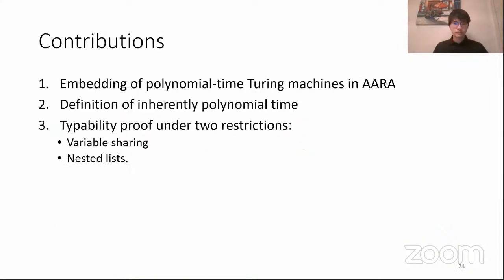a major challenge. In summary, our contributions are the following. We first semantically characterized the typable fragment of ARA by embedding polynomial time Turing machines in ARA. Next, we proposed a sufficient condition for typability in ARA, which we call inherently polynomial time. Finally, we proved that inherently polynomial time implies typability of ARA under two restrictions, on variable sharing and nested lists. Unfortunately, we did not manage to prove the full theorem without any restrictions, and we leave it to future work. Thank you so much for your attention.